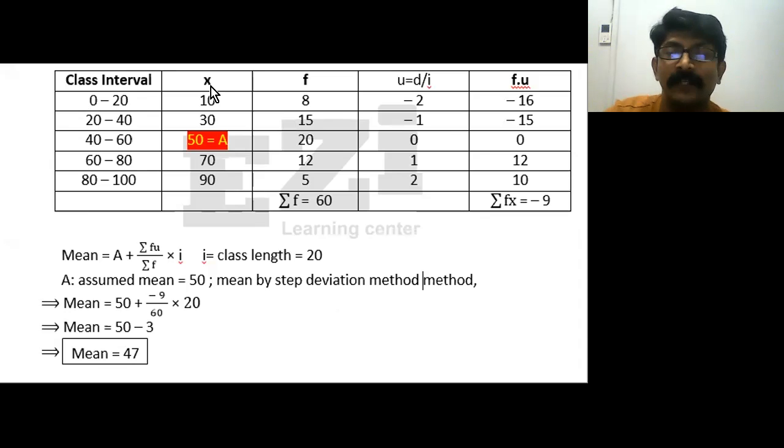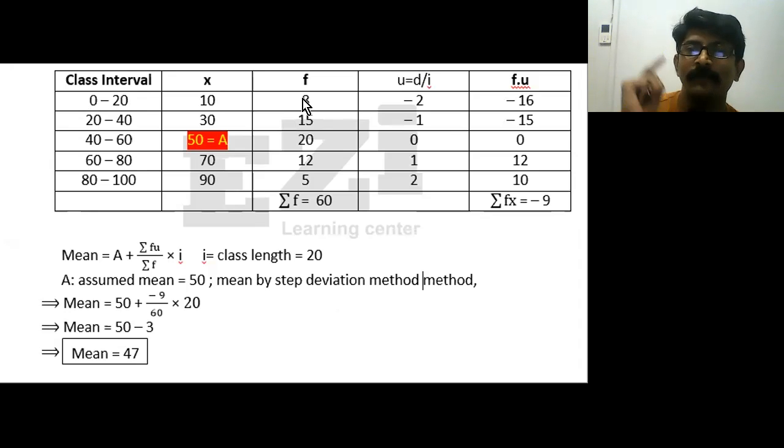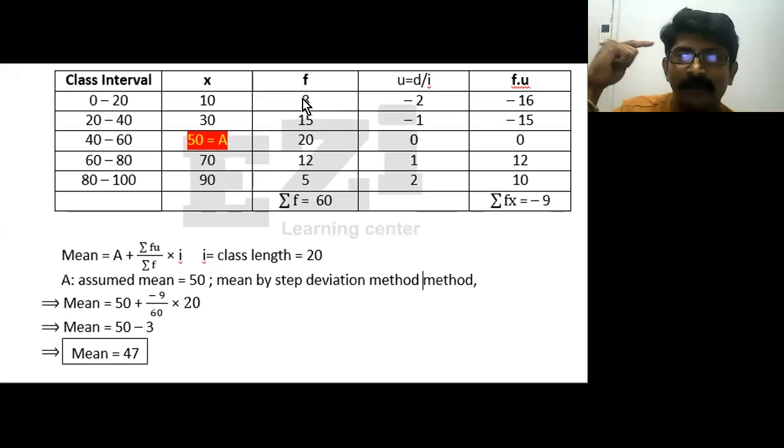This column is same. Again, the x and f is also the same. So class interval, x and f, it's there in all the three methods. You'll have to remember, student, what you have to remember? There are three columns common. That is CI, x, and f. That's common in all the three methods.